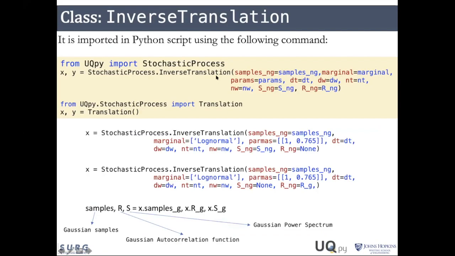Similar to the translation class, there are two ways to use inverse translation. In the first case, we just pass the non-Gaussian power spectrum, and we don't need to pass any information regarding the non-Gaussian autocorrelation function. In the second case, it's the reverse. The output attributes are shown here. The first one is the Gaussian samples, the second one is the Gaussian autocorrelation function, and the third one is the Gaussian power spectrum.